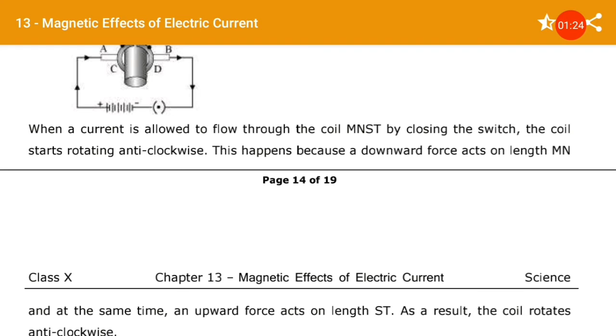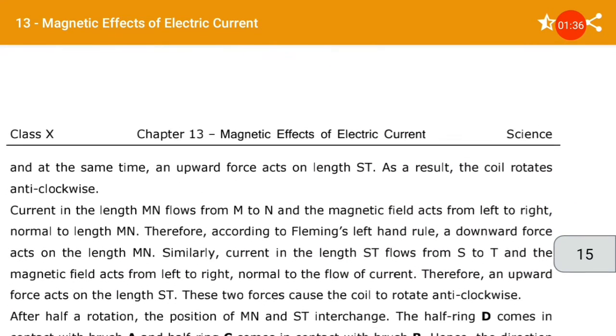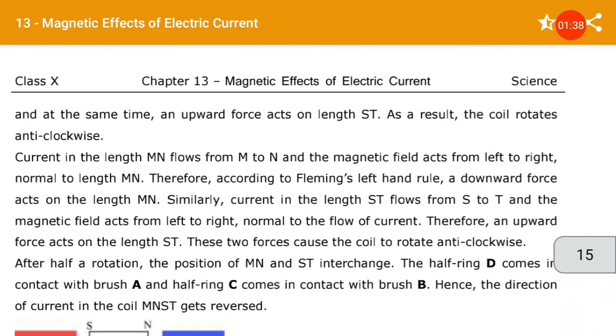This happens because a downward force acts on length MN and at the same time an upward force acts on length ST. As a result, the coil rotates anti-clockwise. The current in the length MN flows from M to N and the magnetic field acts from left to right, normal to length MN. Therefore, according to Fleming's left hand rule, the downward force acts on the length MN.